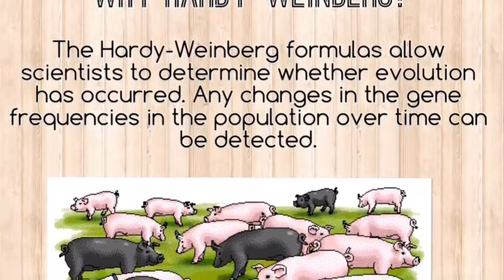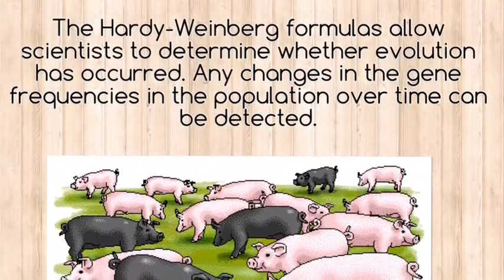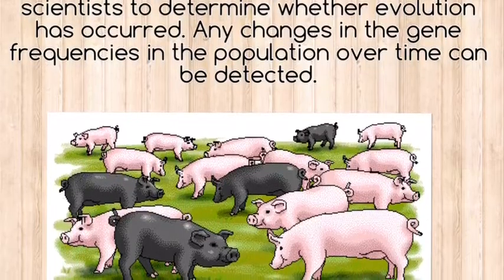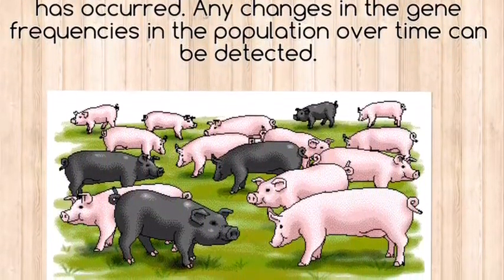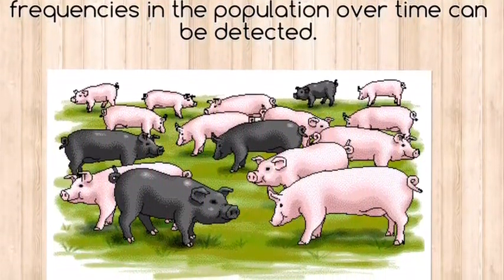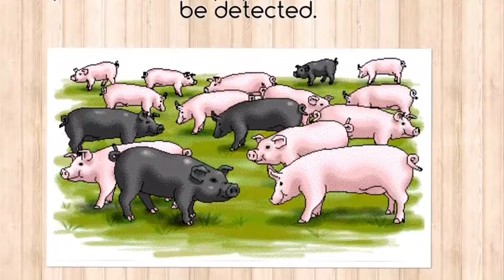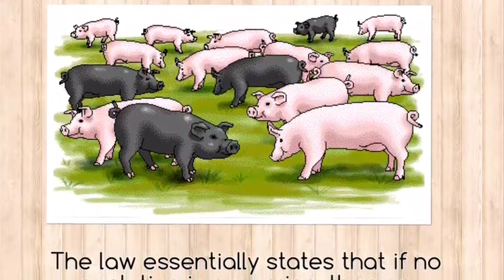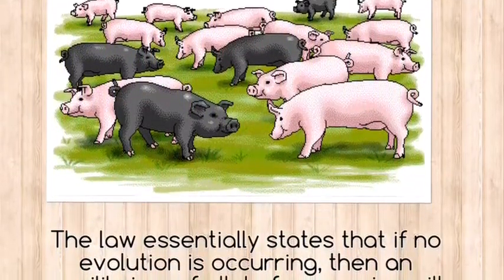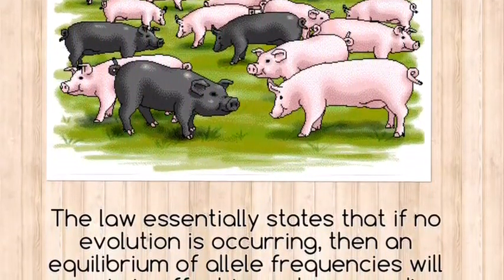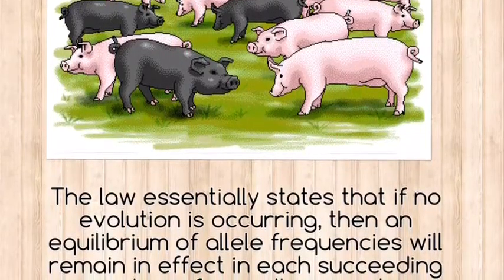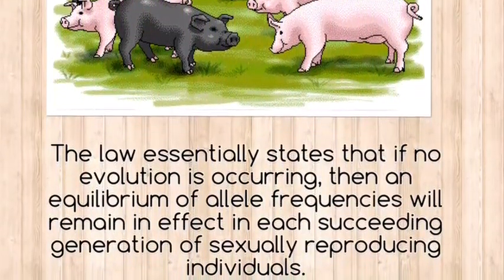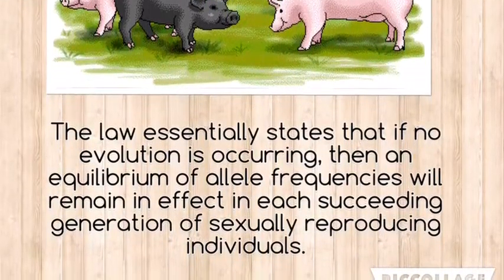The Hardy-Weinberg formulas allow scientists to determine whether evolution has actually occurred. Any changes in the gene frequencies in the population over time can be detected through the Hardy-Weinberg equations. This can be shown through the pigs in this population, which are both pink and black. The law essentially states that if no evolution is occurring, then an equilibrium of an allele frequency will remain in effect in each succeeding generation of sexually reproducing organisms.